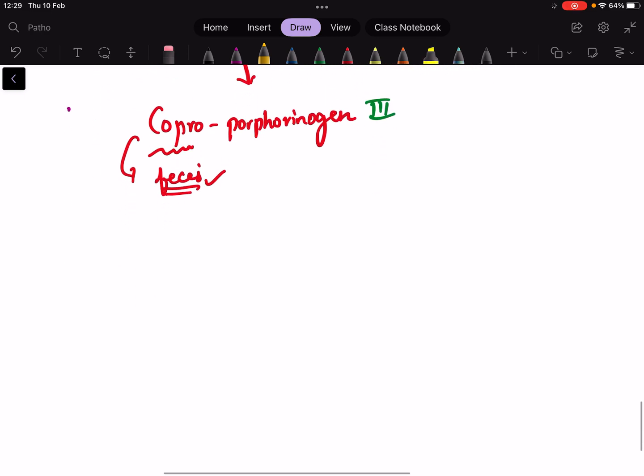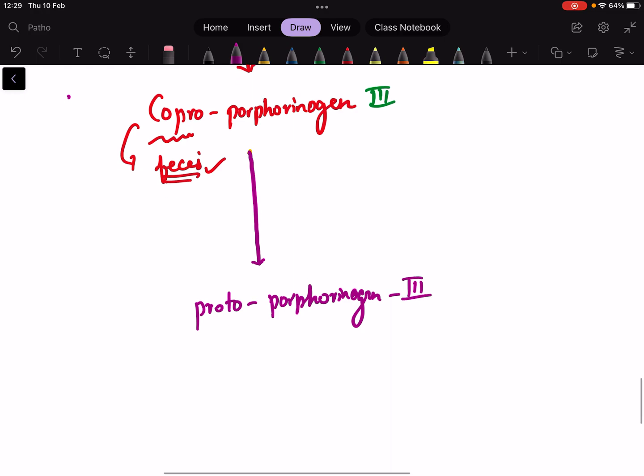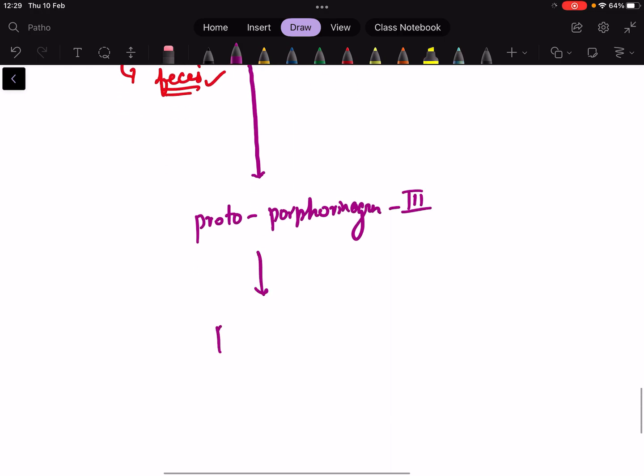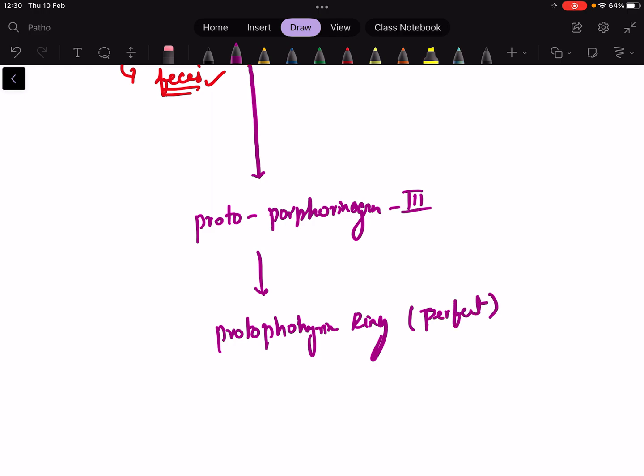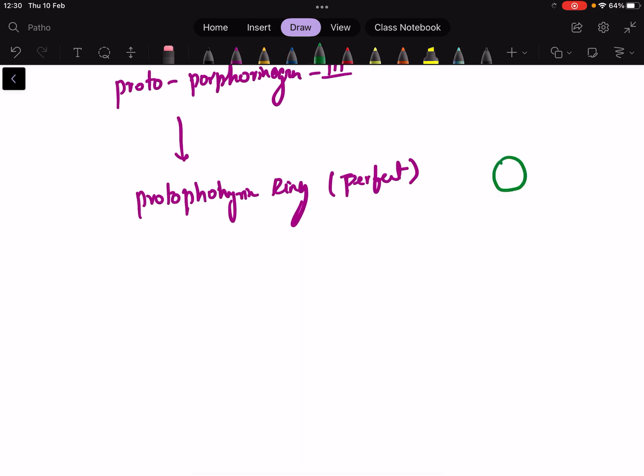So once the coproporphyrinogen is formed, we are going to make some modification. This coproporphyrinogen is going to get converted into a compound called protoporphyrinogen type 3, and from protoporphyrinogen type 3 we are going to form the protoporphyrin ring. Now this protoporphyrin ring is a perfect form. So suppose here is a protoporphyrin ring to which pyrroles are attached.